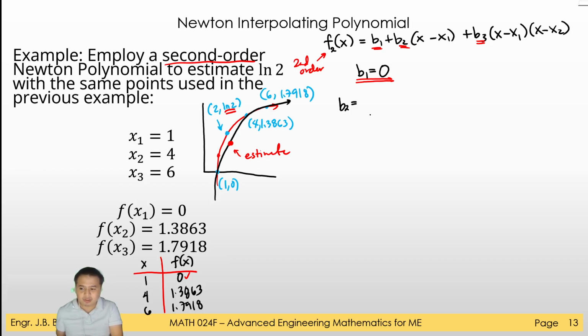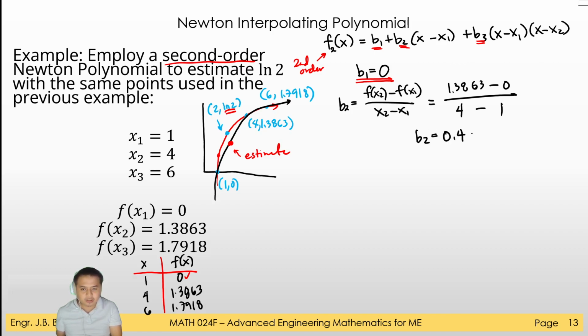We have the difference between f of x2 and f of x1, and then x2 minus x1, right? So f of x2 minus f of x1 over x2 minus x1, which is basically just 1.3863 minus 0, and then we have x2 is 4, x1 is 1. So I'll save you the time, I won't show you the calculator anymore. This will be equal to 0.4621. So this will be your b2.